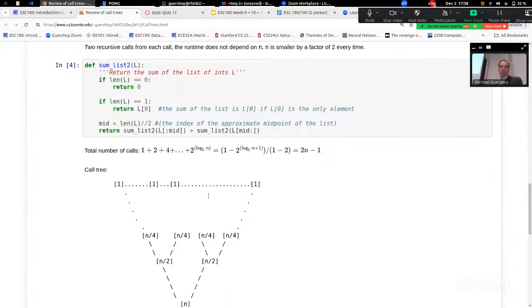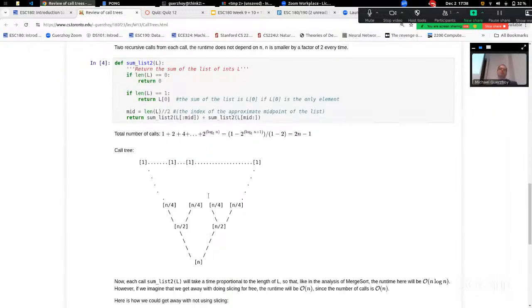So here's another example. This is the sum list that we had last time as well. The trick here, to remind you, is that in order to sum up the list, we sum up the first half, and then we sum up the second half, and then we add those. Questions about this? Is this good?